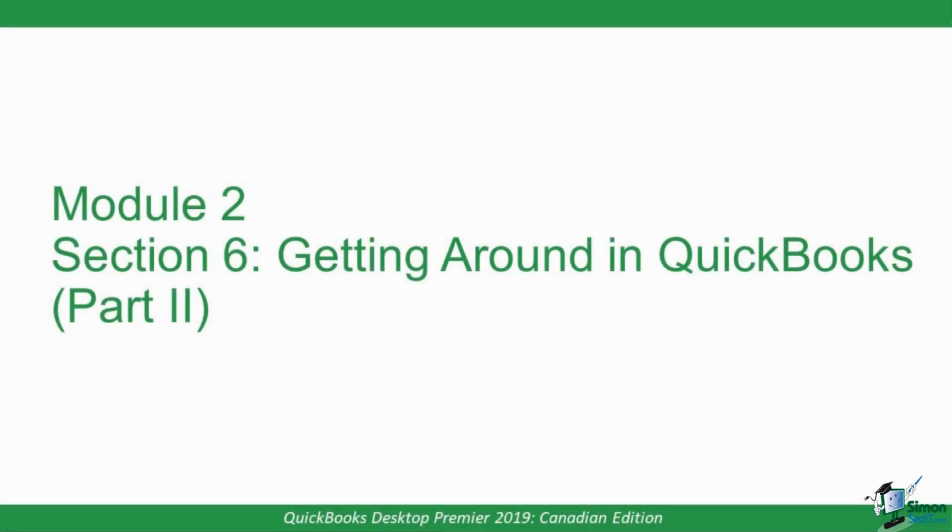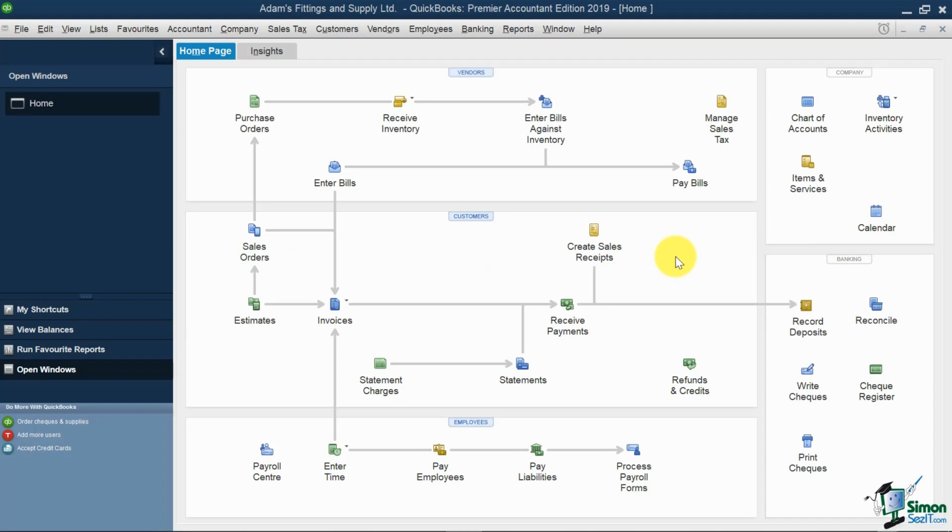In this section, I will continue where we left off in the previous section, where I was demonstrating how to get around in QuickBooks. Specifically, we'll be looking at what's in the menu bar. We're back at our home screen. The menu bar is shown in gray on top, along here.